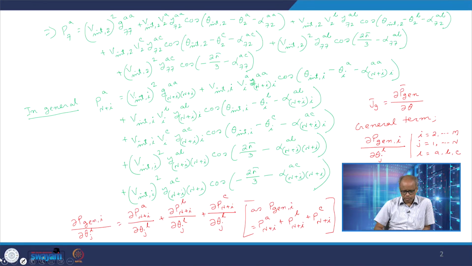Today we are first going to talk about the partial derivative of the generated power with respect to the internal bus voltage magnitudes and angles. So, for that let us first look at the expression of P n plus Ia, which we have already derived in the last class. So, now this is the expression of P n plus Ia.